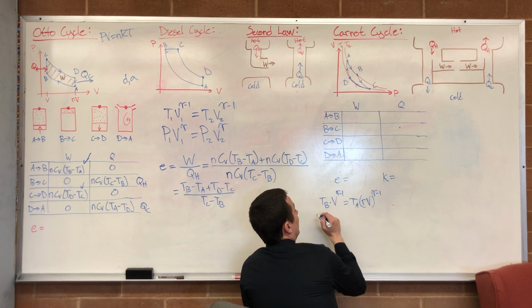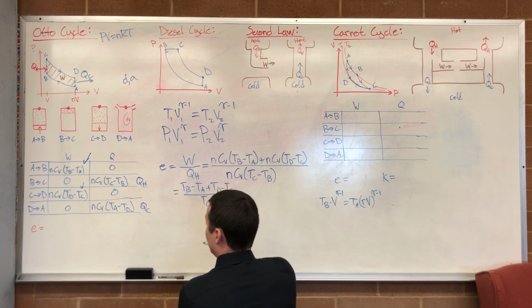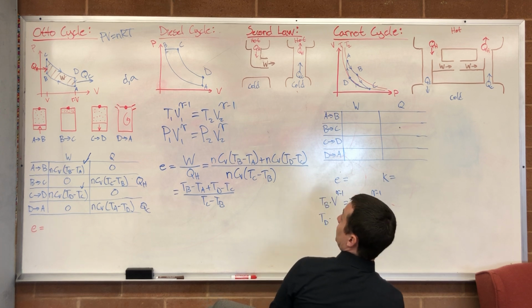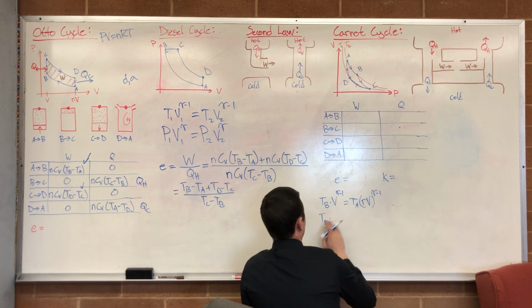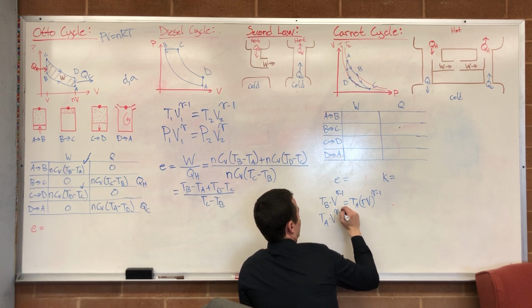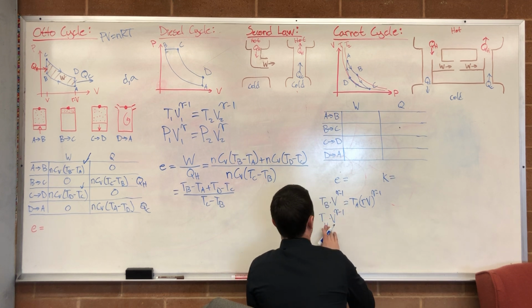Okay. Similarly, my TD and TC. TD times, what's my volume at D? RV. Oh, so let me do TA here. TA times my volume at A, which is just V. Why are you doing TA and it's not that? You want to do TC. Oh, thank you.